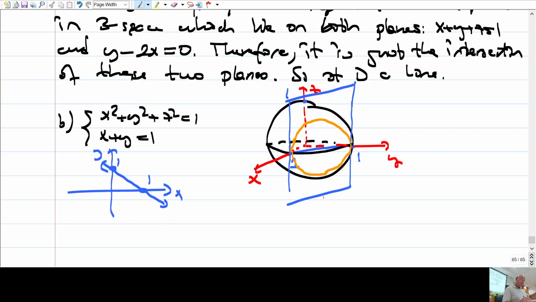This circle lies in this plane, x plus y equals 1. And actually it is just the part of the sphere. Okay?